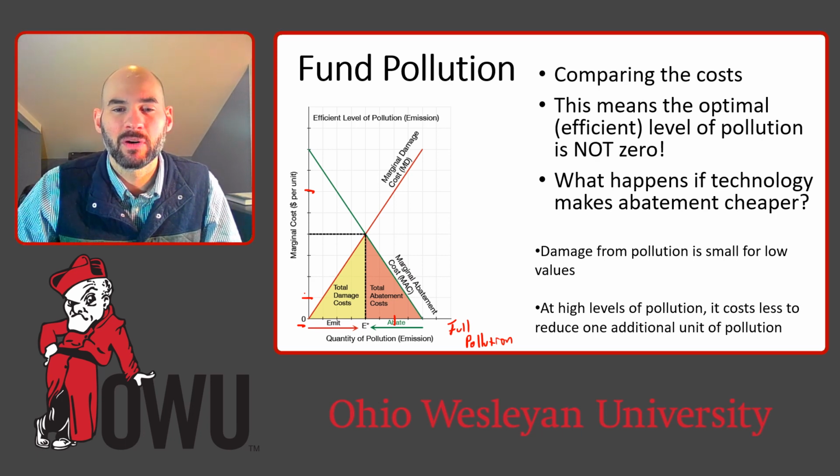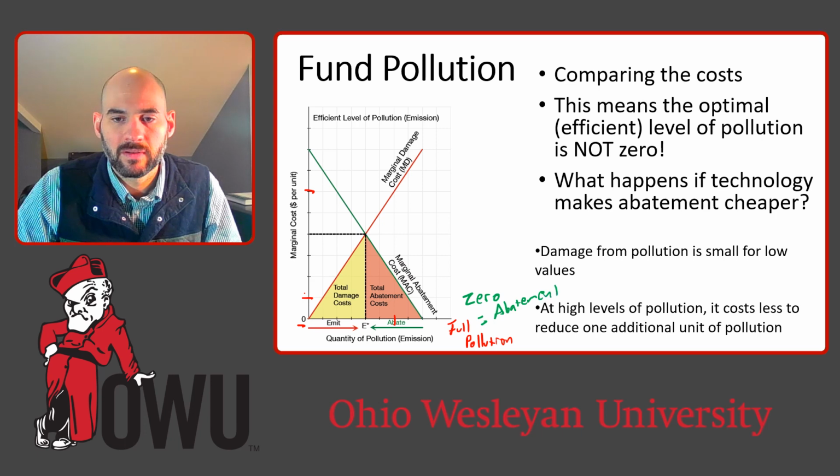However, remember, we discussed this in one of the earlier videos. If we have pollution moving in one direction on the graph, we have abatement moving in the other. So full pollution equals zero abatement, and zero pollution equals full abatement. So we have fully reduced all pollution into the environment.